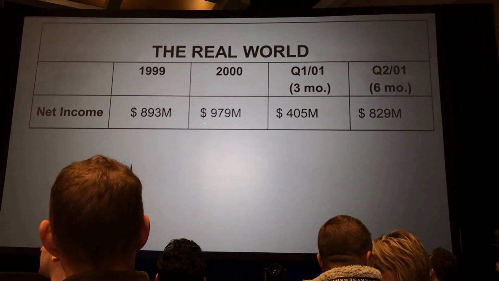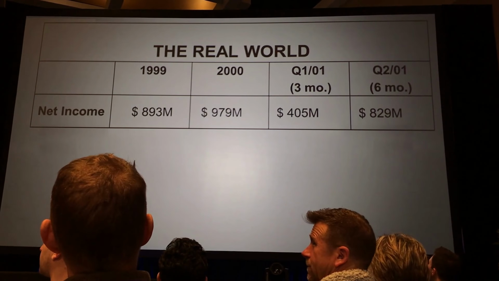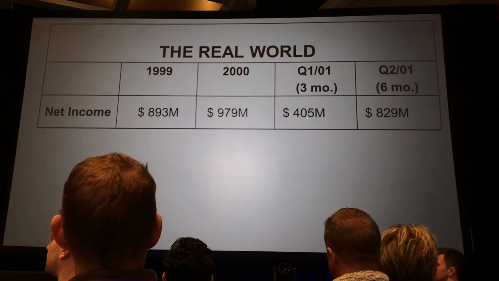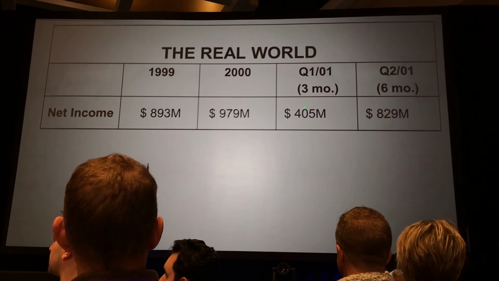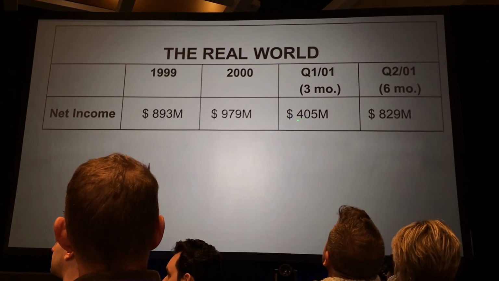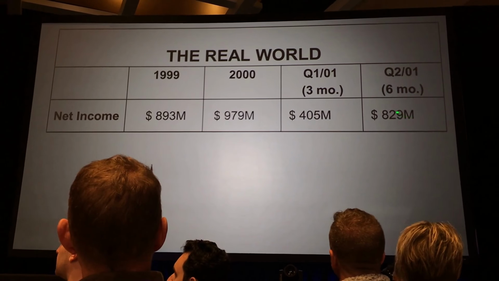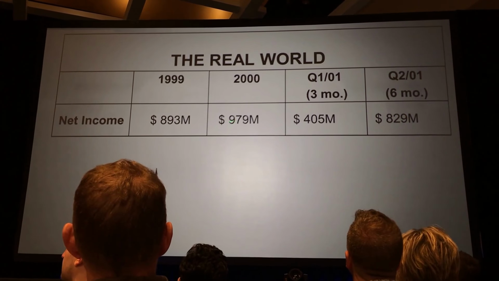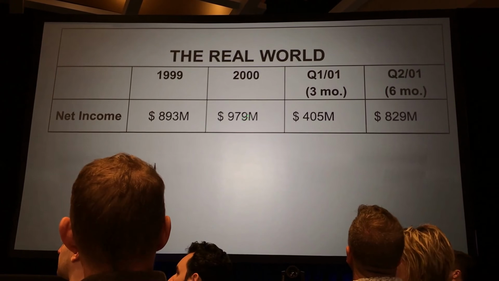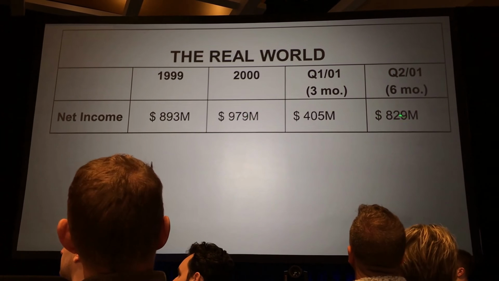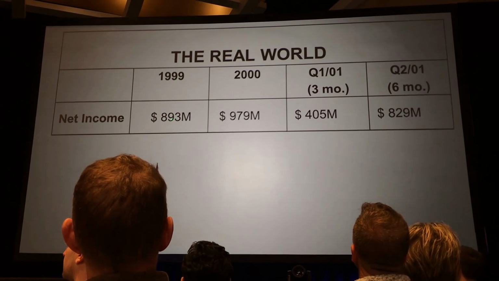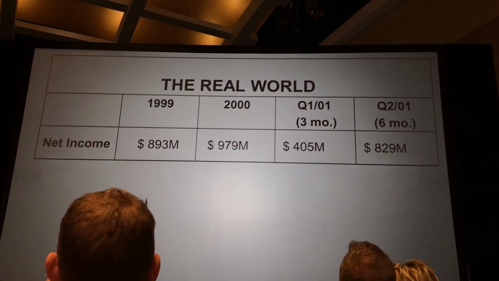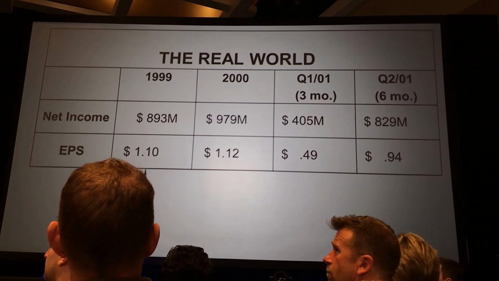In 2000, it had net income of $979 million. And in Q1, the first 3 months of 2001, their net income was $405 million. First 6 months, $829 million. For the first 6 months of the year, they're at about 90% of where they were the entire previous year, and they're within 95% of where they were the year before for the whole year. This is 12 months. This is 6 months.